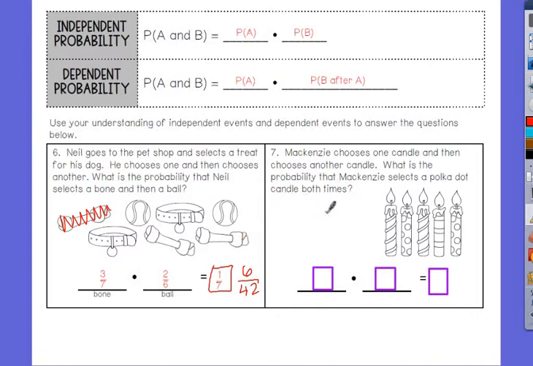7. Mackenzie chooses one candle and then chooses another candle. What is the probability that Mackenzie selects a polka dot candle both times? Well, what's the normal polka dot candle probability right now? 2 out of 5. Okay. Well, I have one polka dot candle in my hand right now, so it's no longer in the basket. Now what's my probability of getting a polka dot? 1 out of 4. Multiply that, I get 2 out of 20, which gives me 1 out of 10.